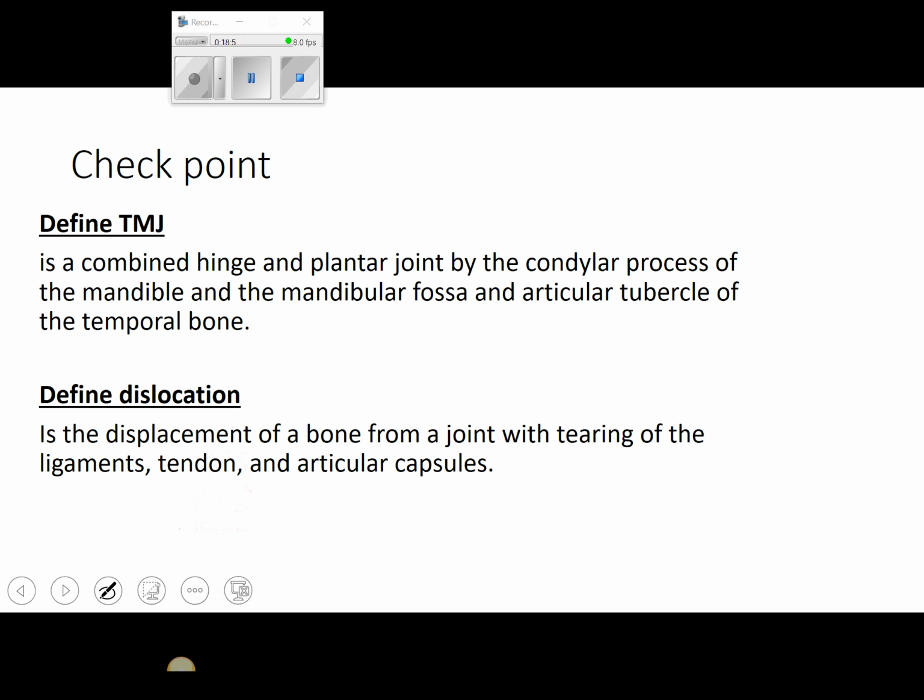Define TMJ, that's your temporomandibular joint. It is a combined hinge and plane joint formed by the condylar process of the mandible and the mandibular fossa and the articular tubercle of the temporal bone. Remember, the condylar process on the mandible is also known as your mandibular condyle. Define dislocation. That is the displacement of a bone from a joint with tearing of the ligaments, tendons, and the articular capsules, usually caused by a blow or fall.